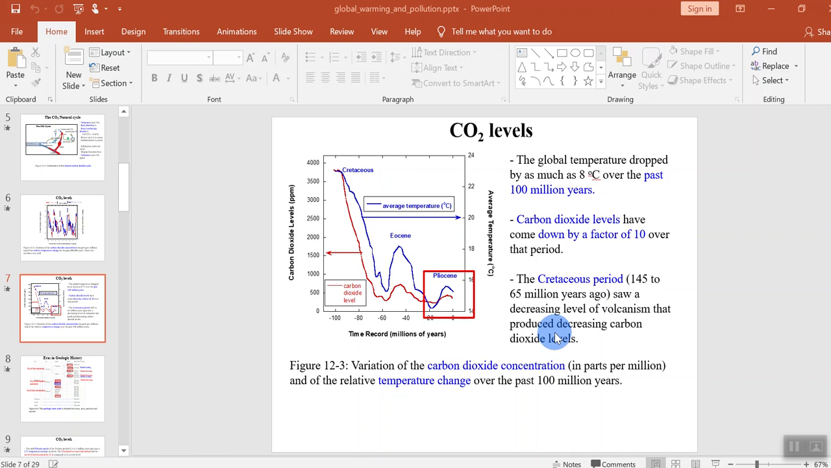Okay? The Cretaceous period is the period of the dinosaurs, so decreasing levels of organisms that produced carbon dioxide meant decreasing carbon dioxide levels. So from 145 to 65 million years. Cretaceous period. Right here.